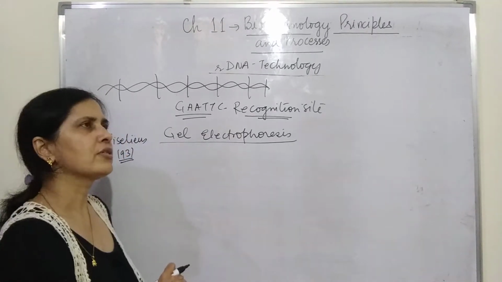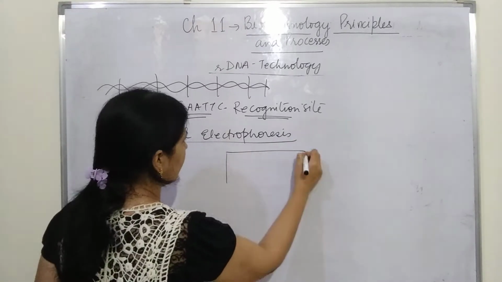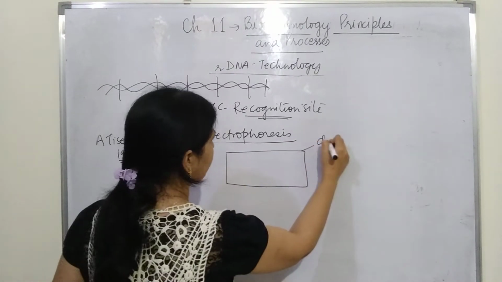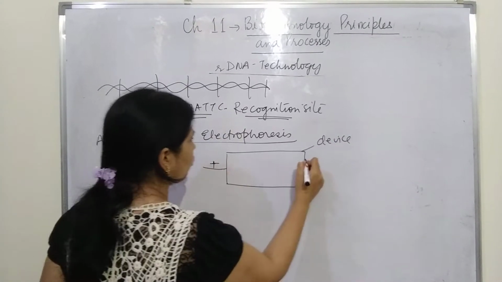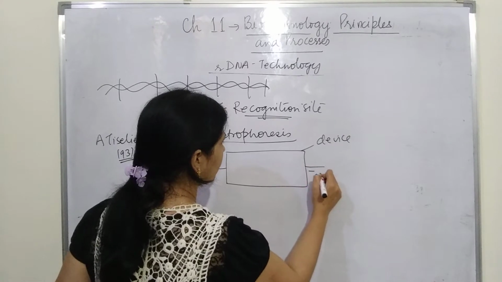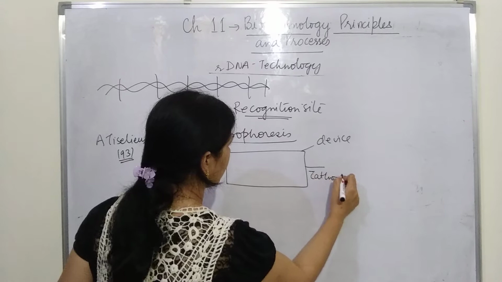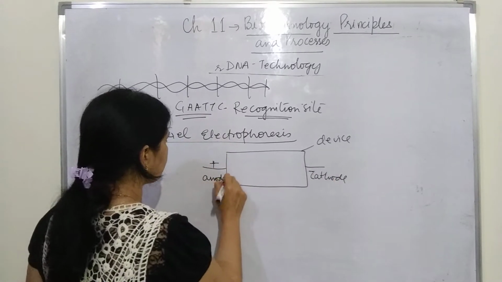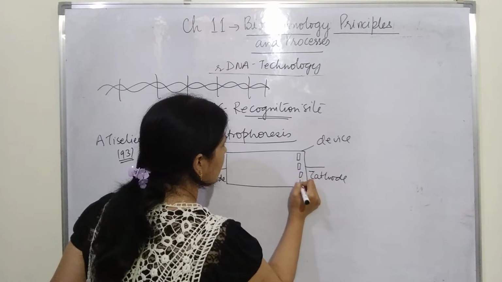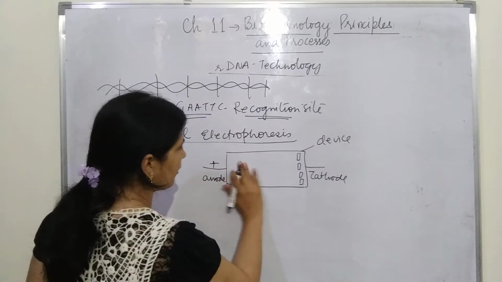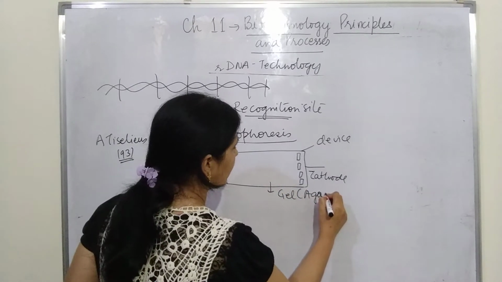And in gel electrophoresis, what is done? The small pieces of DNA are taken and then they are put in a device. This device is used for gel electrophoresis. It has a negative end and a positive end, the cathode and the anode. You can take it any way. And here there are wells where the DNA can be put, and this area is filled with gel, and this gel is called the agarose gel.